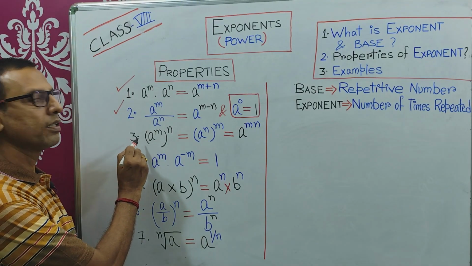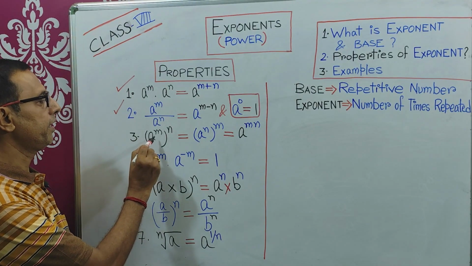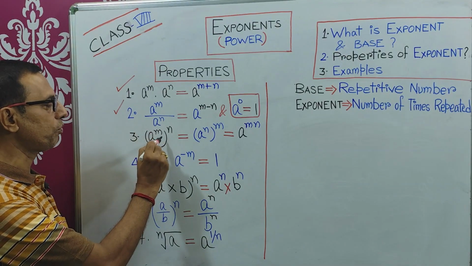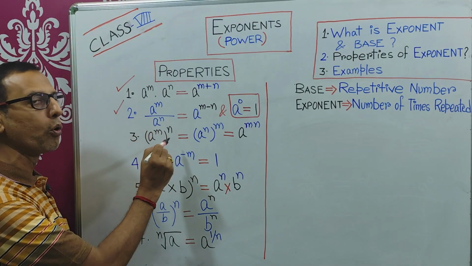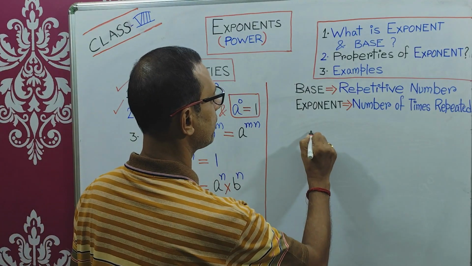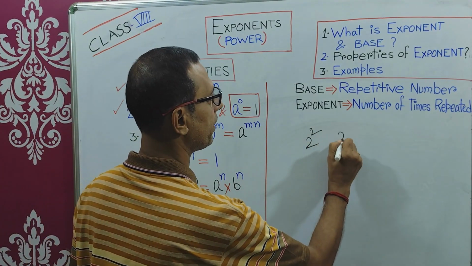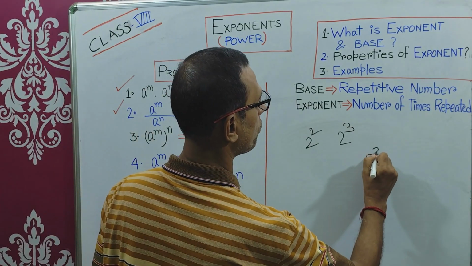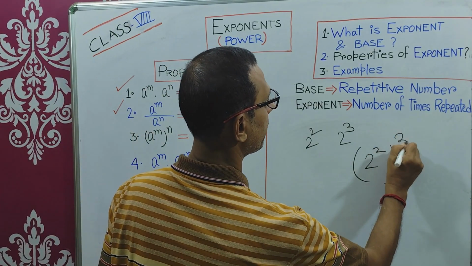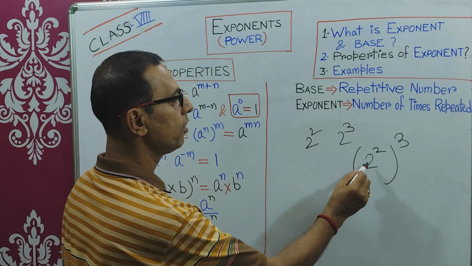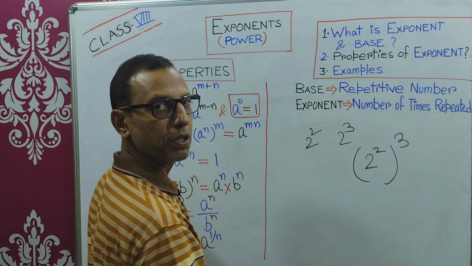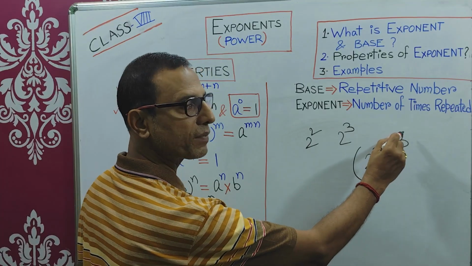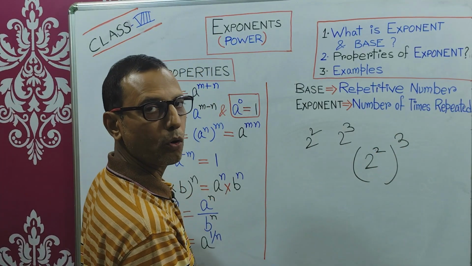Now we'll come to the third property: a to the power m whole to the power n. We will say it with a bracket and then a power, meaning whole to the power n. We will say it is 2 square or it is 2 cube. But if I say 2 square and cube, how will you explain it? 2 square whole cube. When outside the bracket you have the exponent, you will say whole to the power.